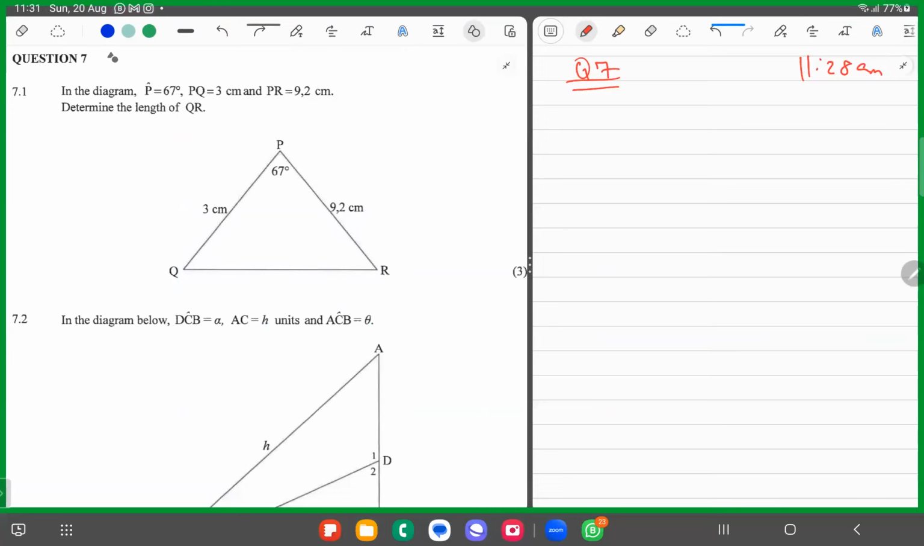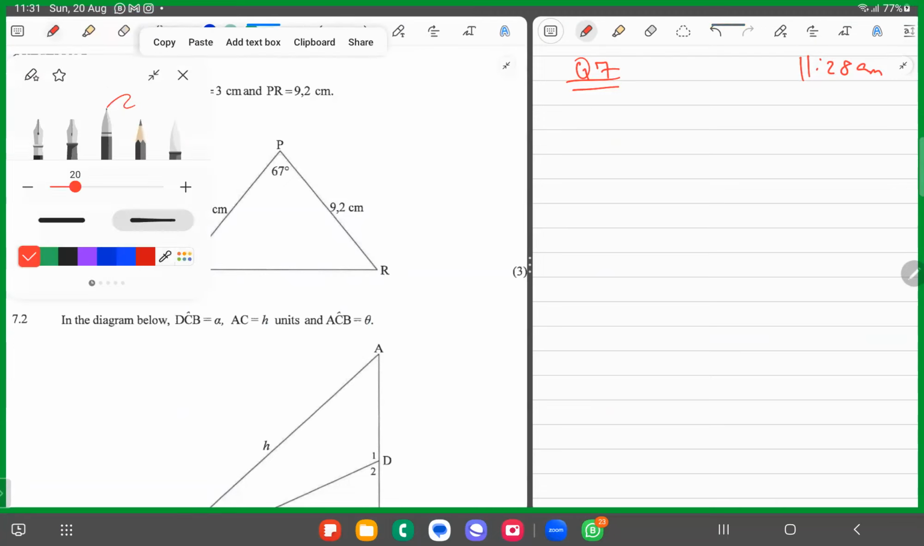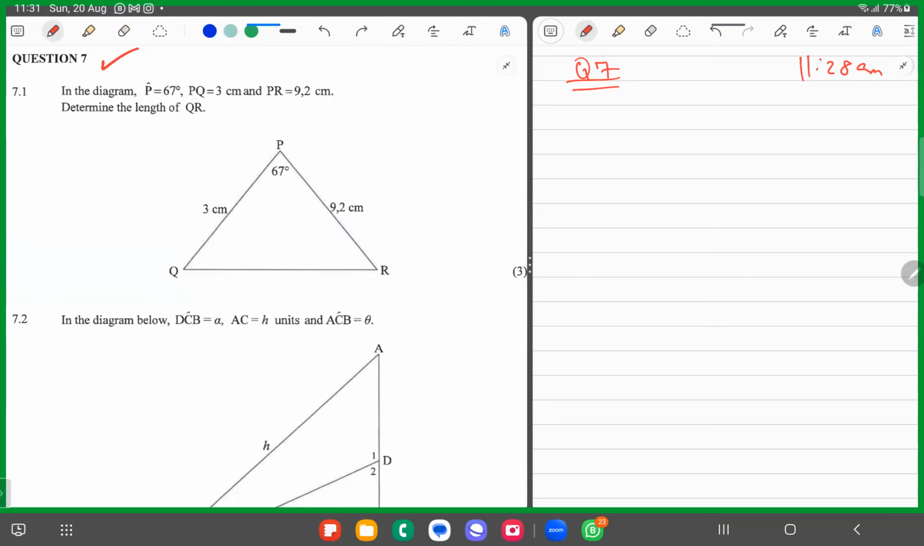We're looking at question 7, and question 7 is about the area rule, sine rule, etc. So let's discuss that, and then I'm going to spend more time on the other topics as well.